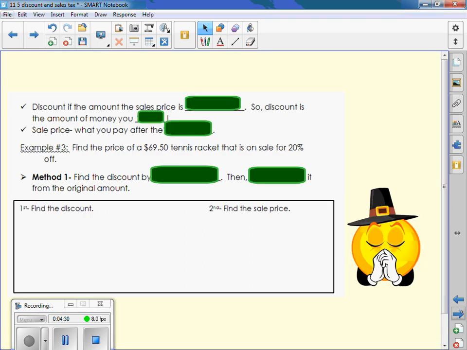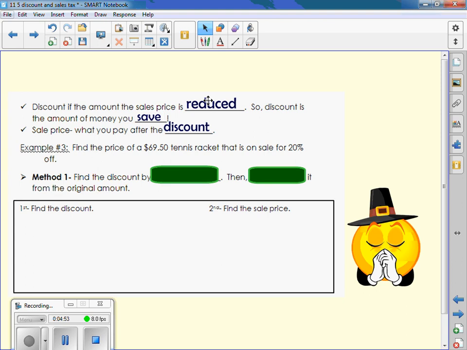Okay, now let's look at discount. And in your notes over the weekend, you discovered that discount is the amount that the price is reduced. So the discount is the amount of money you're going to end up saving. Sale price is what you'll pay after you get your discount. So you've got regular price, you've got discount, and you've got sale price.